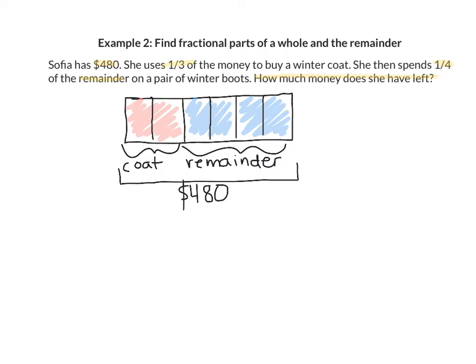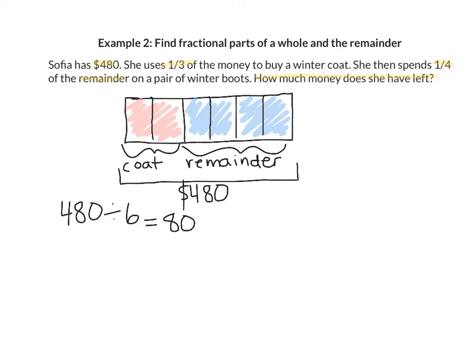So based on our model, 6 units is equal to $480. Therefore, we can figure out how much each unit is equal to by dividing 480 by 6. $480 divided by 6 equals 80. So each of our units is equal to $80.